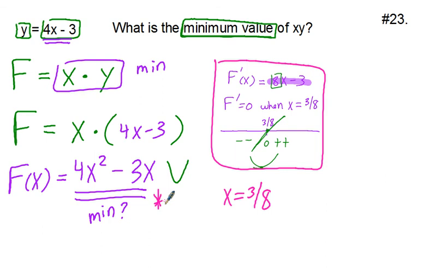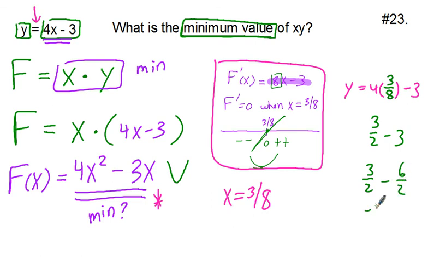But now we need the corresponding y value, so we'll go back to the original equation. y equals 4x minus 3. And we'll write 3/8 for x. So what is that? 3/2 minus 3. This is like 3/2 minus 6/2. So you get negative 3/2. So we learned that the minimum occurs when x is 3/8, which means y is negative 3/2.